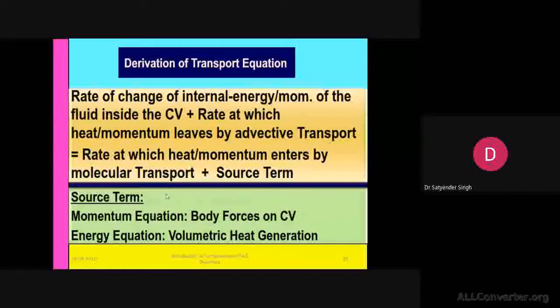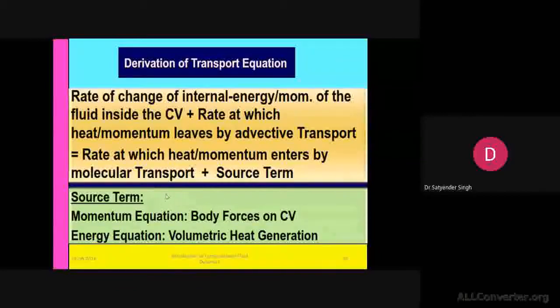So we can also present them combined to make a better understanding of the energy and momentum equations, so that we can remember them and differentiate them term by term. First will be the unsteady term, that is the rate of change of internal energy or momentum of the fluid inside the control volume, plus the rate at which heat or momentum leaves by advection transport, particularly by the bulk fluid motion, and the rate at which heat or momentum enters by molecular transport, plus source terms.